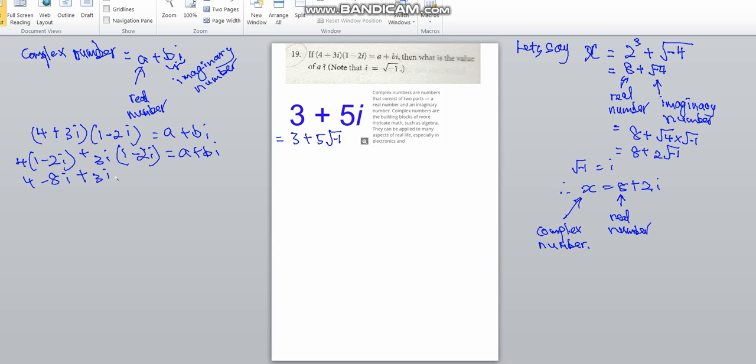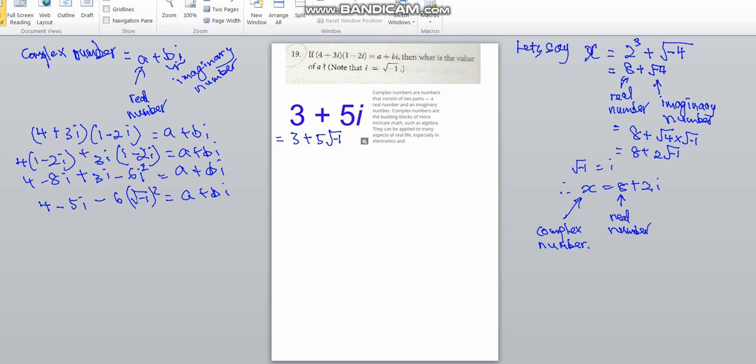3i times minus 2i becomes minus 6, and then i times i becomes i squared, is equal to a plus bi. Now let's simplify the left side of the equation. 4 minus 8i plus 3i, so it's minus 5i. Now this part is very important. Remember, i is actually equal to the square root of minus 1, but you have a square here.